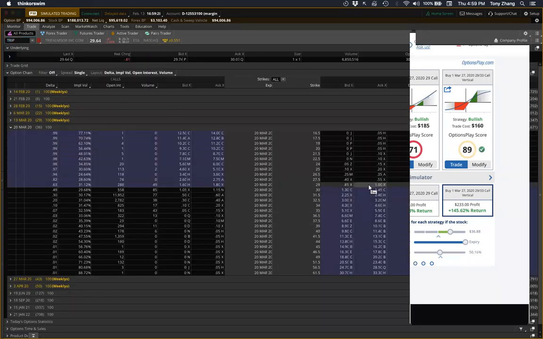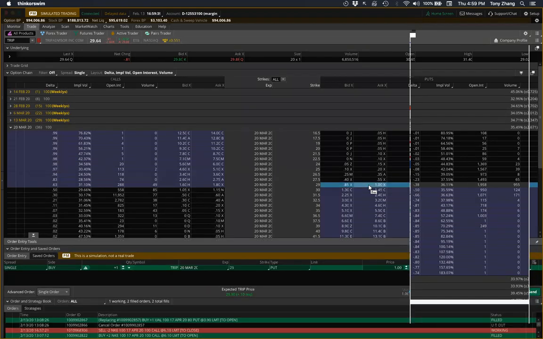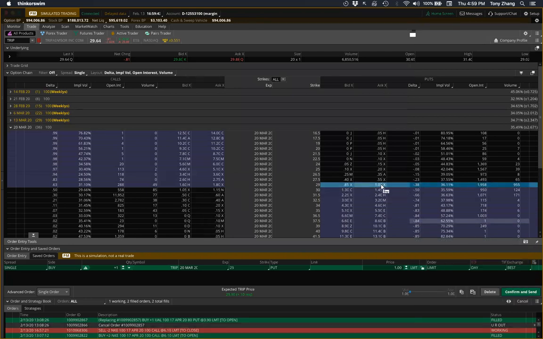And let's say you're bearish because of the coronavirus. You think people are booking fewer holidays because of the coronavirus. So let's say you buy a $29 put that expires in March, and it's currently trading at 85 cents by $1.